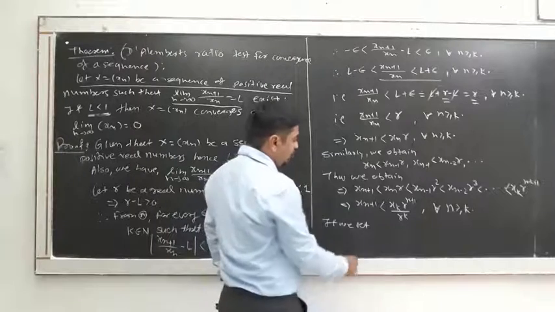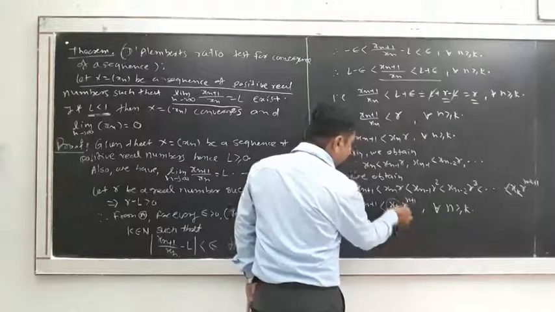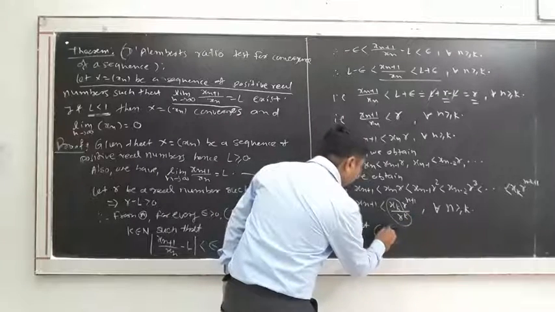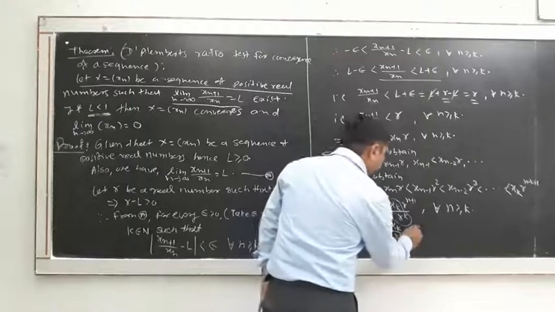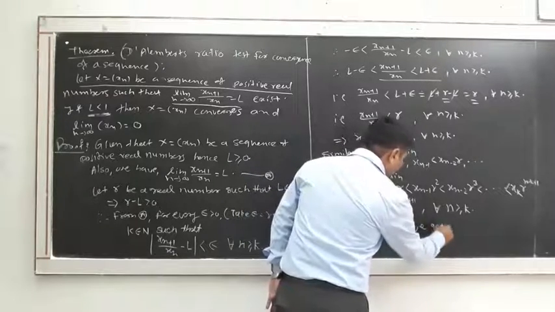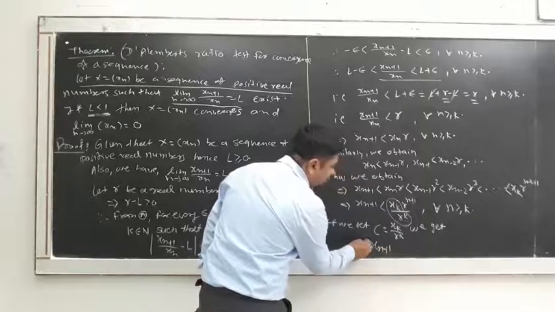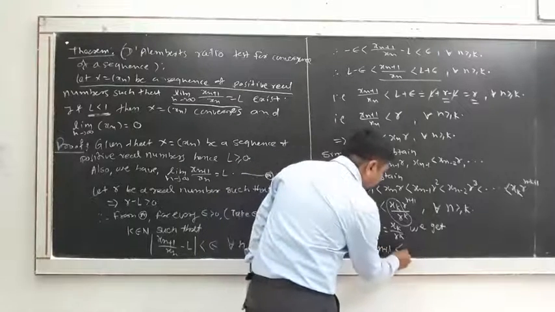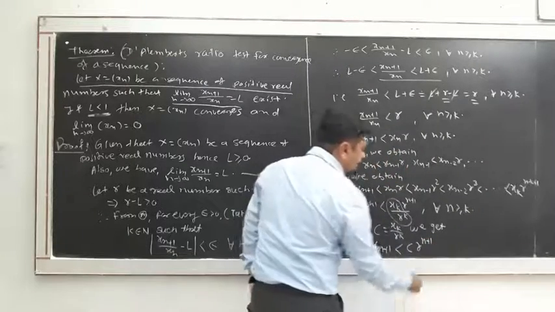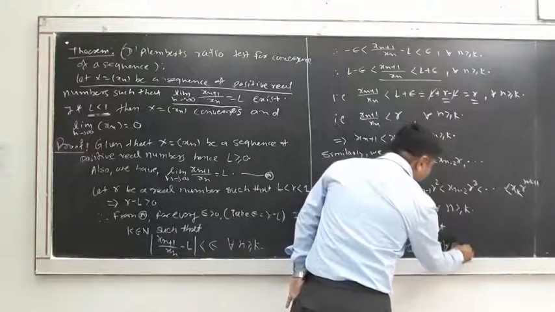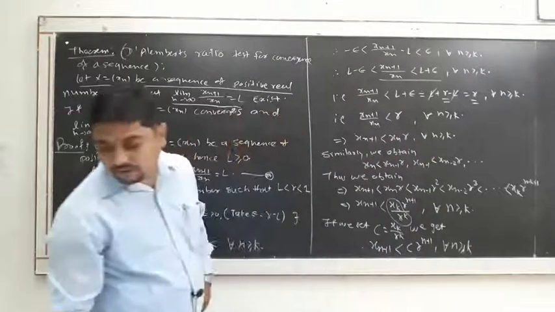So what we can write here, if we say this term C is equal to x_k upon r^k, we get x_{n+1} is less than C into r^{n+1} for all n greater than or equal to k.